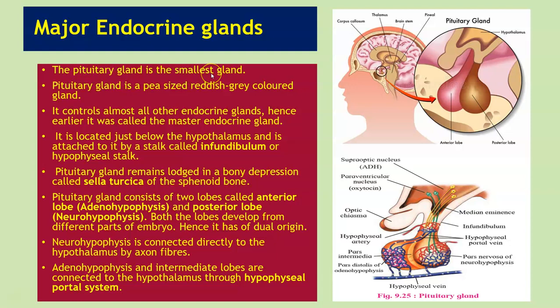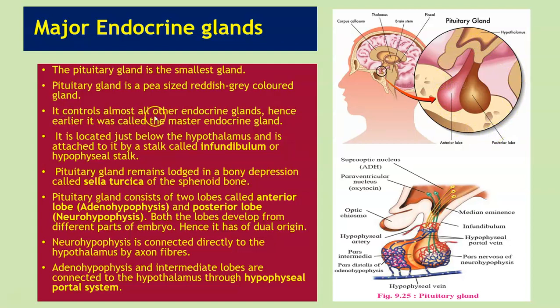Then the next gland is the pituitary gland. The pituitary gland is the smallest gland. It is a pea-sized, reddish-gray colored gland. Have a look at this image here. I've shown you earlier also. This small region, this is your pituitary gland. It is magnified for you in this image.